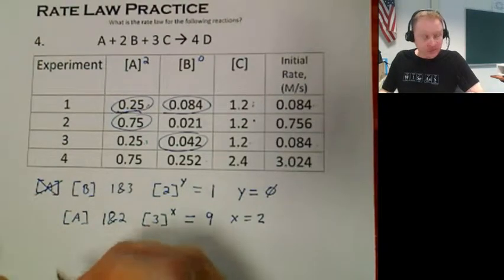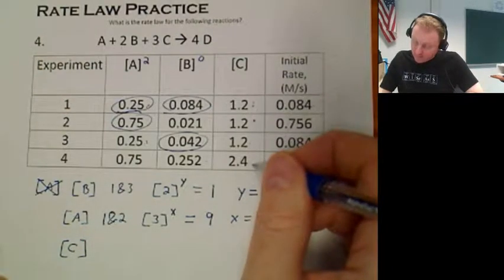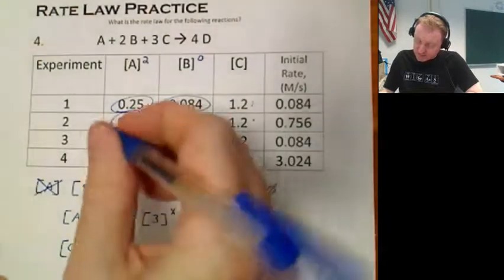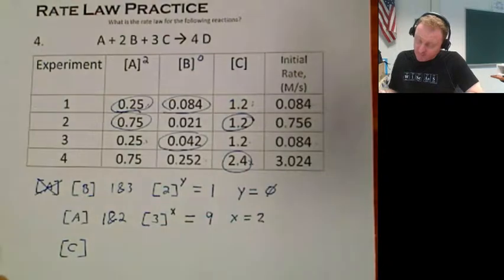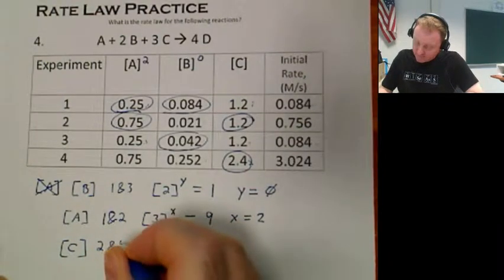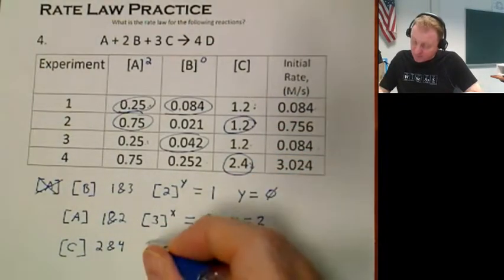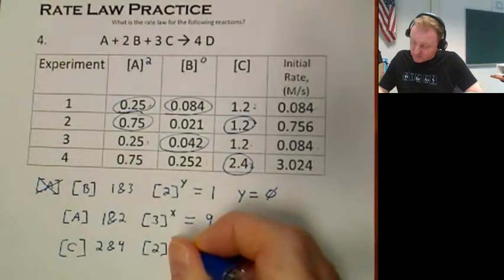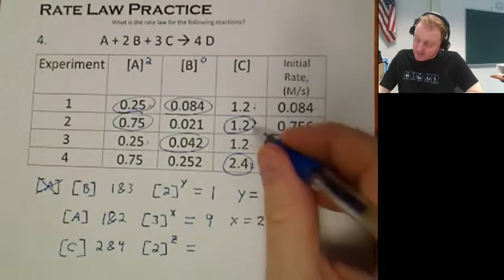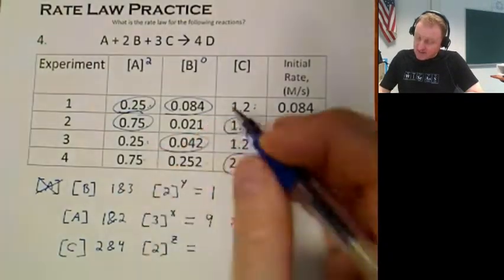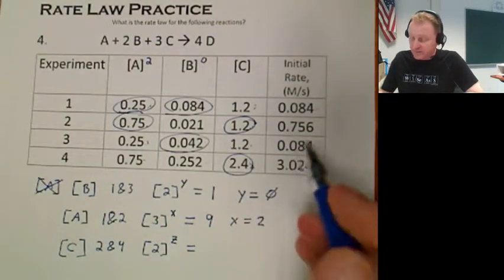Okay, let's try C. For C, we definitely want something where A doesn't change. So we're going to use experiment 2 and experiment 4. I'm going to use 2 and 4 to analyze C. And I see that the concentration from 2 to 4 doubled. It's going to be raised to some power. I'm going to say that power is Z. And what happened to the rate? As this doubled and this stayed the same, and remember B is zero order, so its concentration change doesn't factor into the rate.